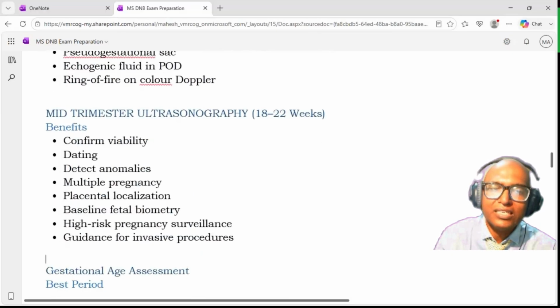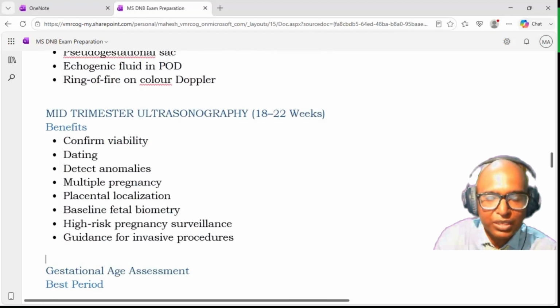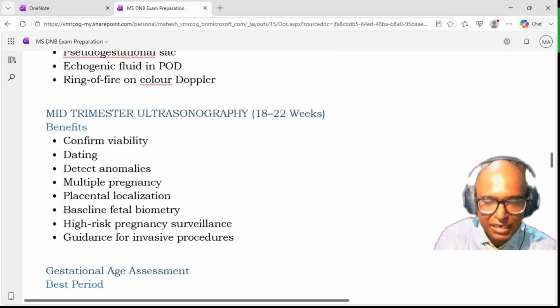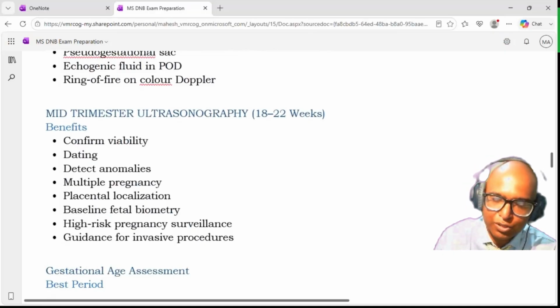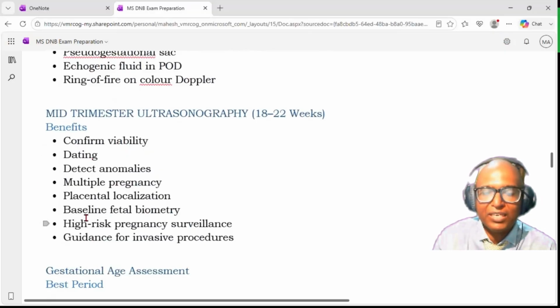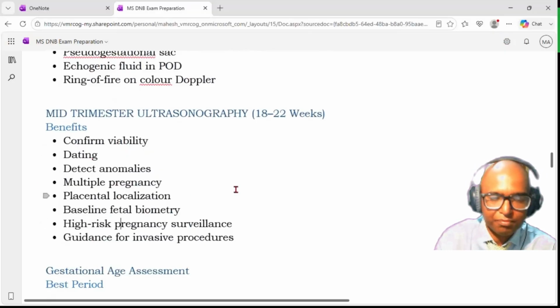Okay. Then come to the mid-trimester ultrasonography, that is around 18 to 22 weeks, where we are going to do the head-to-toe examination of the baby. So what is the importance or the benefits? It will confirm the viability, dating also you can do, detect the anomalies, multiple pregnancy, placental localization, baseline fetal biometry, high-risk pregnancy surveillance, guidance for invasive procedures. That is the importance of this mid-trimester ultrasonography. Okay, so don't think that it is only an anomaly scan. Even the cervical length is going to be very, very important in this particular period.